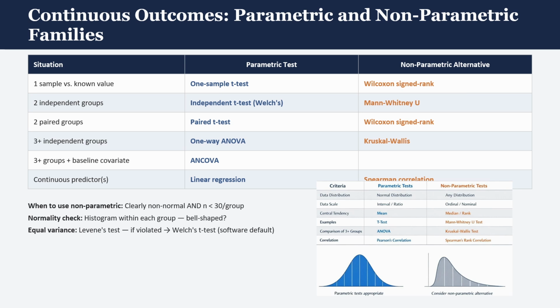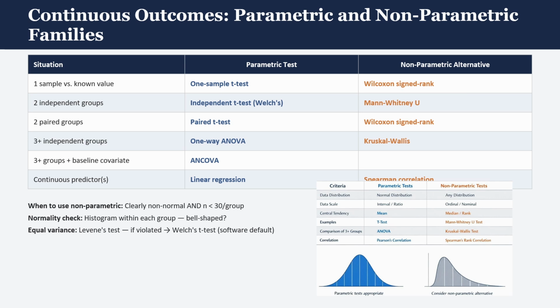A practical point about equal variance. The standard Student's t-test assumes both groups have equal variance. Most modern software now defaults to Welch's t-test, which doesn't make that assumption. If your software gives you a choice, always use Welch's. It costs you almost nothing in power and protects against a violated assumption.